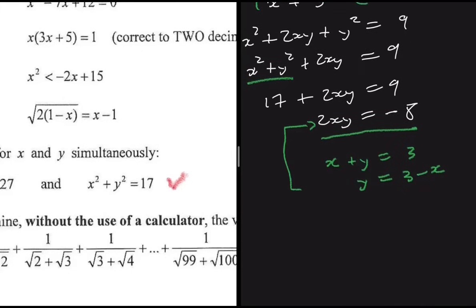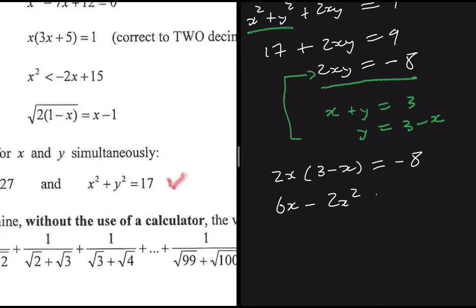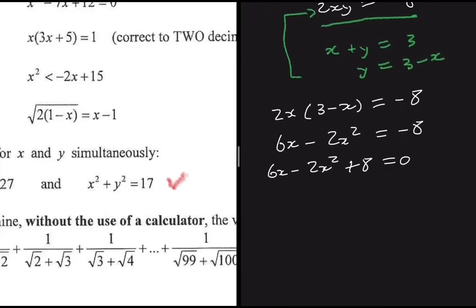If we do that, we're going to get 2, and then x is x, and then y is 3 minus x, and then this is all equal to minus 8. 6x minus 2x squared is equal to minus 8, right? Now let's take minus 8 to the left hand side. We're going to get 6x minus 2x squared plus 8 being equal to 0, right? And then if we divide everything by minus 2, we're going to get minus 3x plus x squared minus 4 being equal to 0, right? So we can write this nicely as x squared minus 3x minus 4 is equal to 0, right?